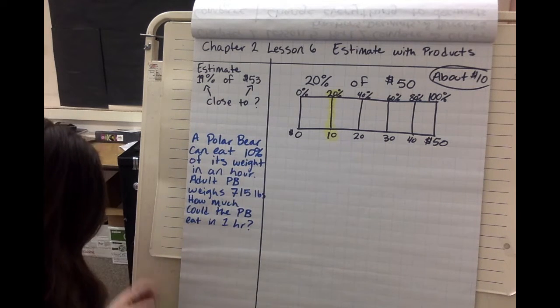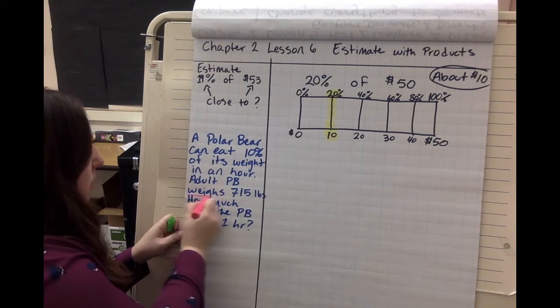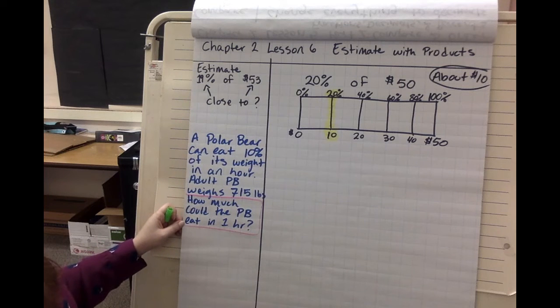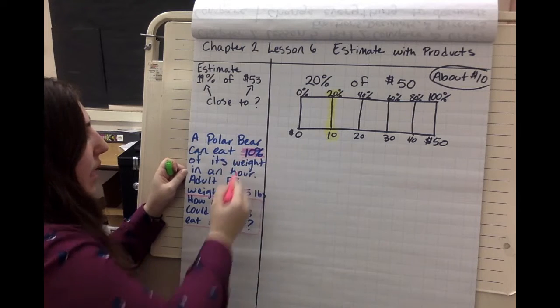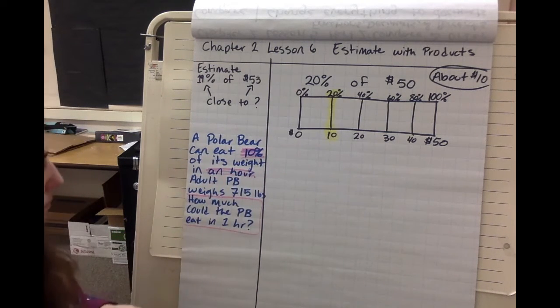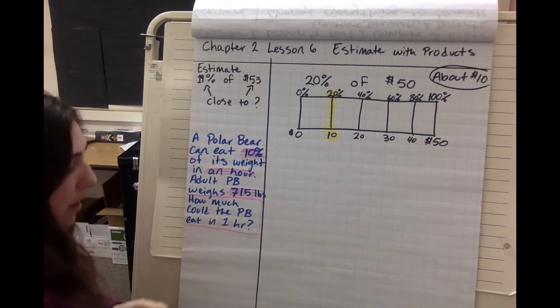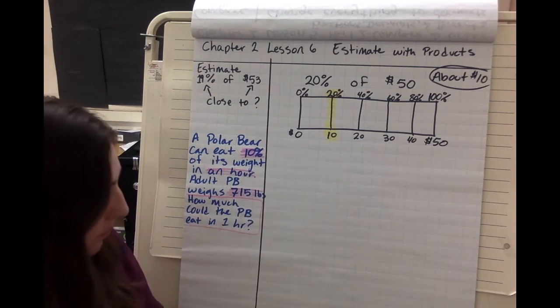Okay, so let's look at this real quick. Here's our question. How much could the polar bear eat in 1 hour? And we know that the polar bear eats 10% of its weight in an hour. Okay? And we know that the polar bear weighs 715 pounds. So let's rewrite some of that over here.